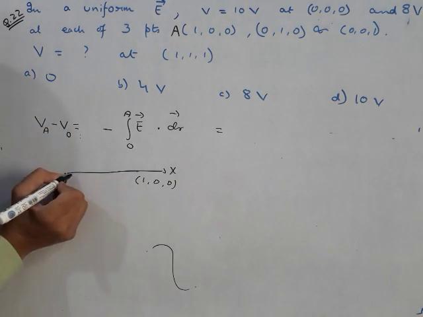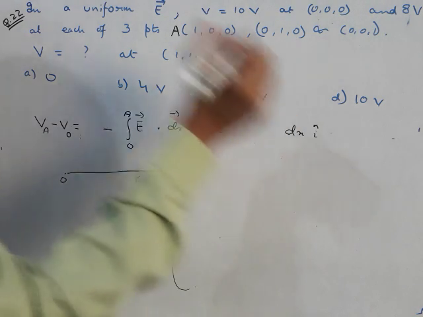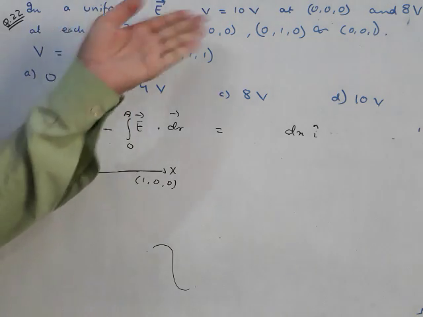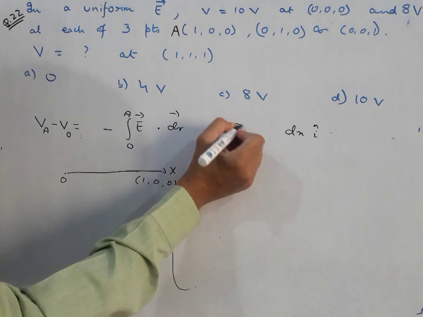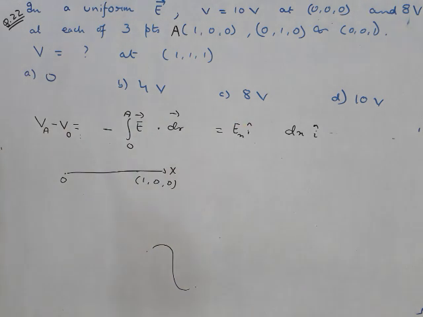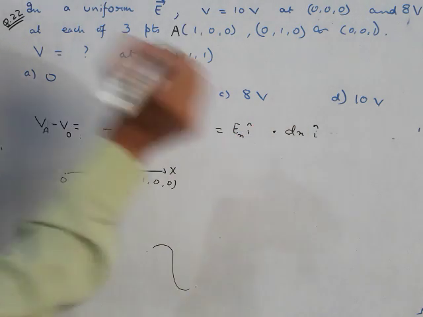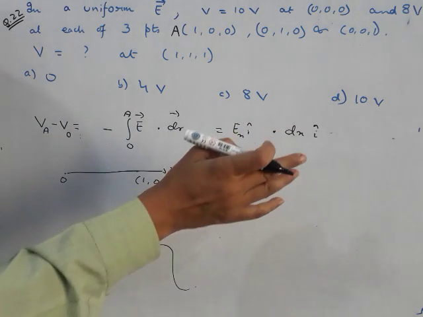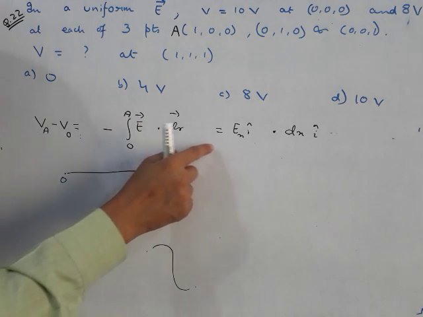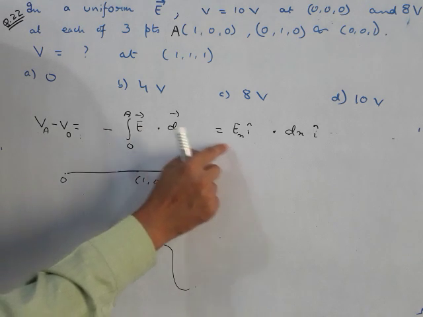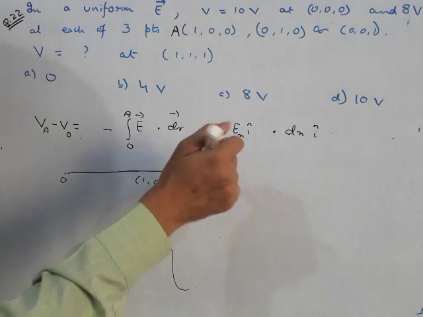So this dr vector I will choose along x-axis. So dr vector will become how much? Dx I cap. Now E vector is not given to you. It will have x, y and z components. So you can write E vector as Ex I cap plus Ey j cap plus Ez k cap. But j cap and k cap, their dot product with I cap will become 0. That's why I am not writing those terms. Am I clear? E vector you should write Ex I cap, Ey j cap, Ez k cap. But j cap and k cap, their dot product with I cap will become 0. So this will be left.